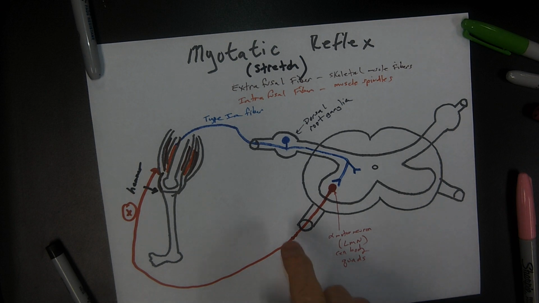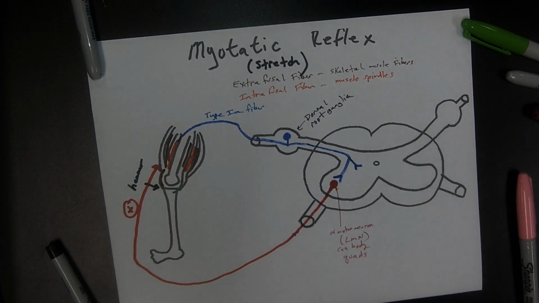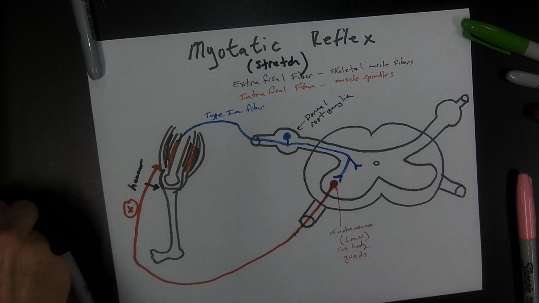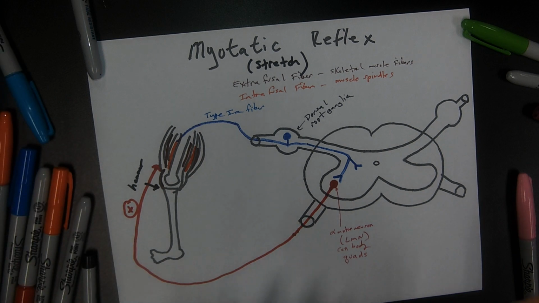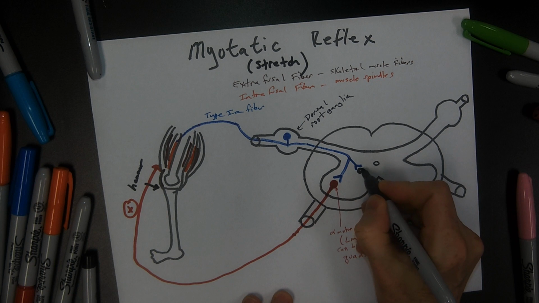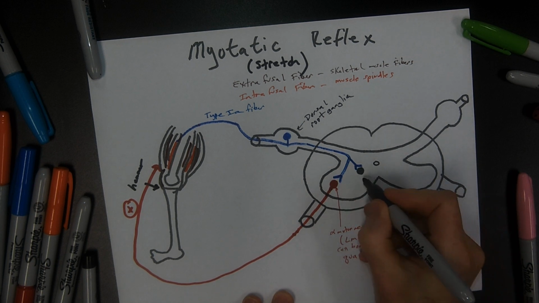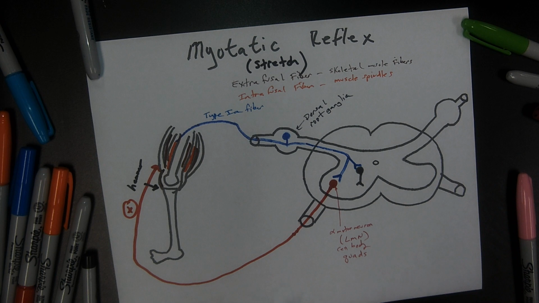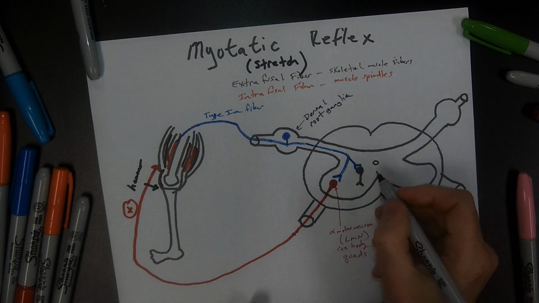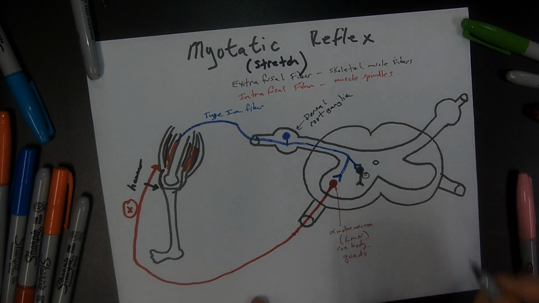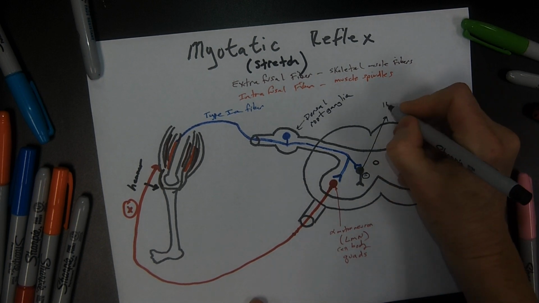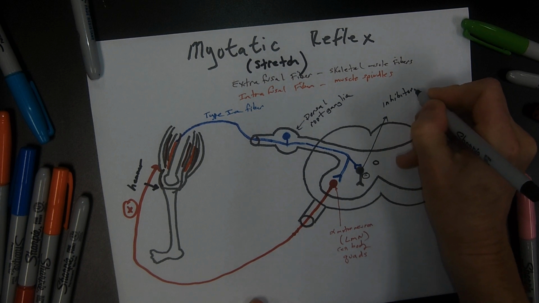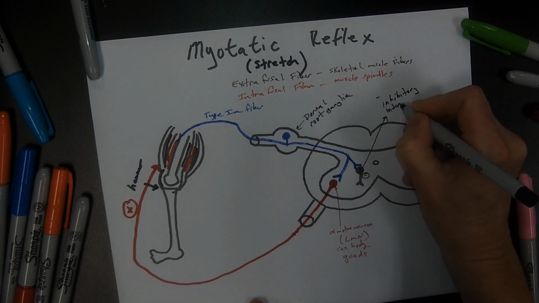Okay. In addition, if your quads are going to contract and you're going to kick, what muscle do you want to relax? Hamstrings. You got it. So, remember way back a couple weeks ago, last week, I'm not really sure, we talked about these things called interneurons. Okay. This guy's an interneuron, and it's going to be an inhibitory interneuron. So it's going to inhibit. Label that as inhibitory interneuron.